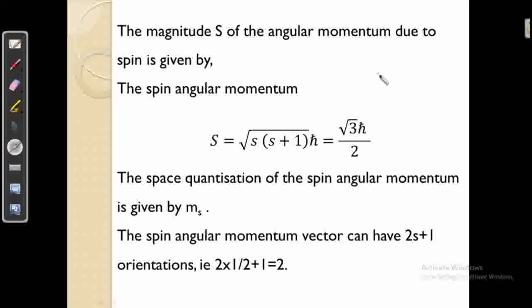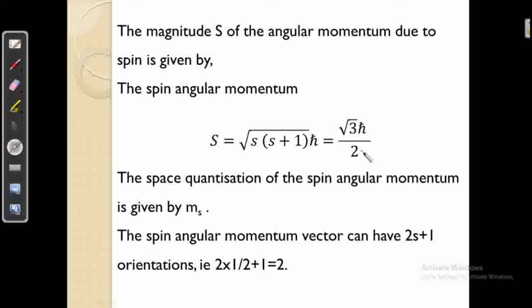This is similar to the equation that you have in the case of the orbital quantum number, that is capital L equal to root of small l into l plus 1 times h cross. So here s has only the value half. You can see that the magnitude will give root 3 h cross by 2.